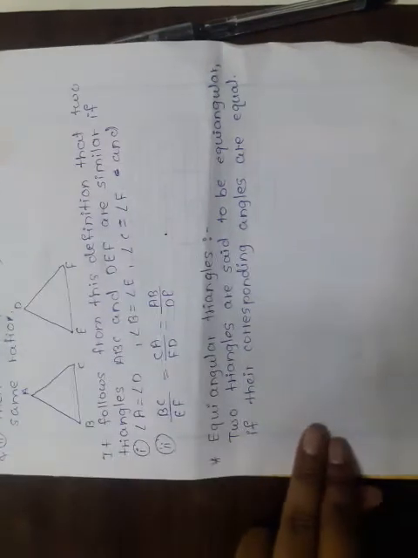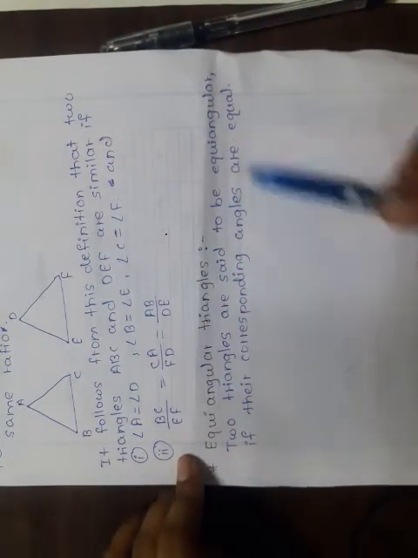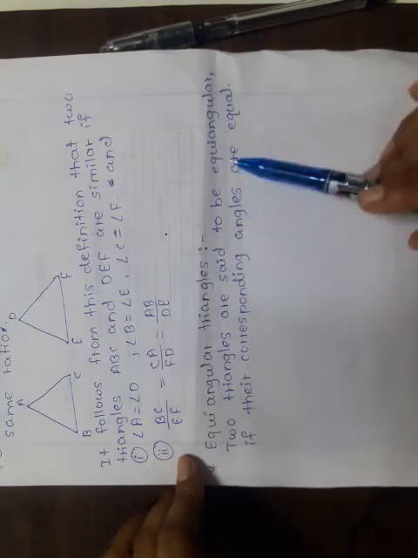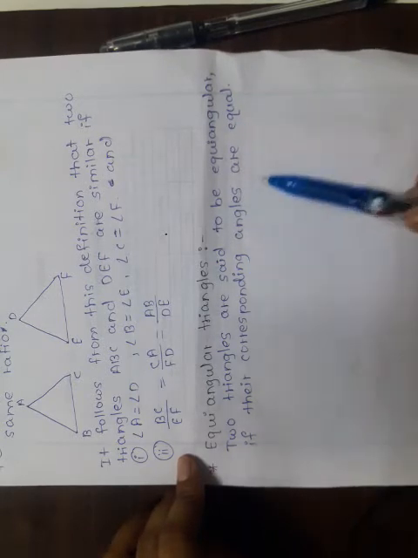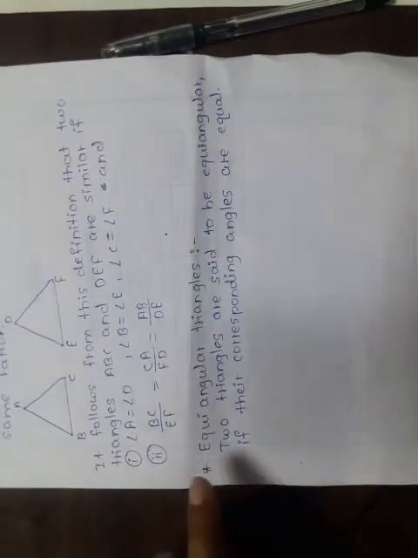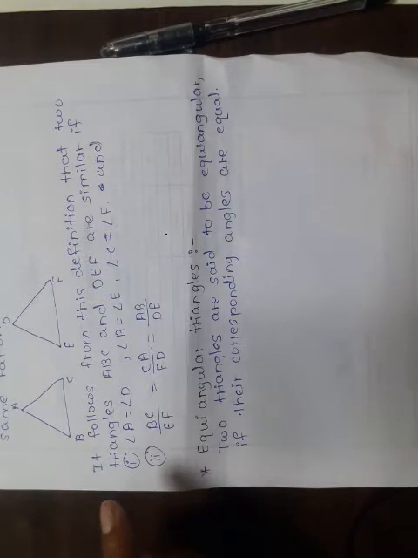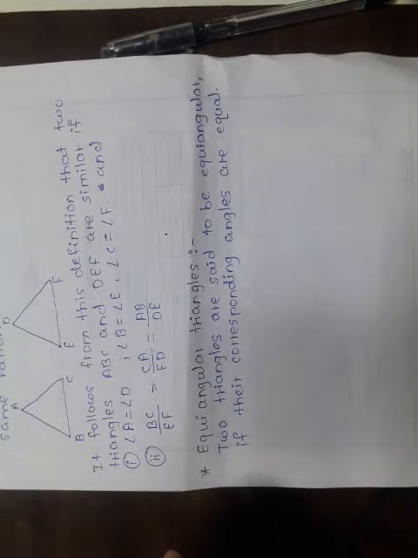Then the next definition is equiangular triangles. What do you mean by equiangular triangles? Two triangles are said to be equiangular if their corresponding angles are equal, meaning angle A is equal to angle D, angle B is equal to angle E, and angle C is equal to angle F. These are the corresponding angles. So if the corresponding angles of any two triangles are equal, then we can say that the two triangles are equiangular triangles.